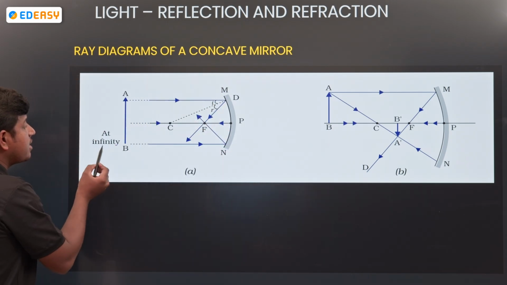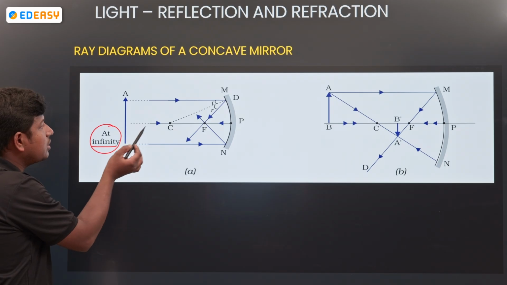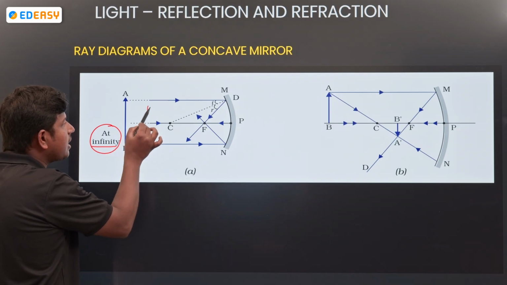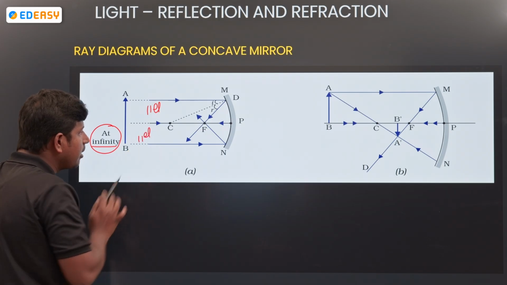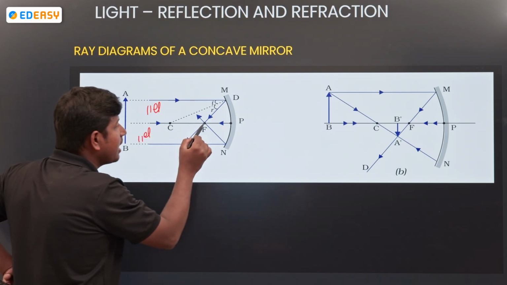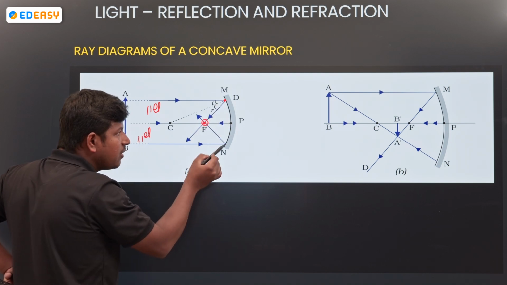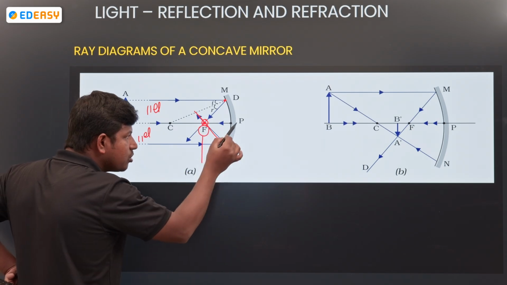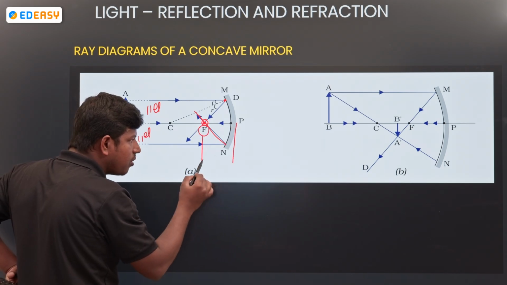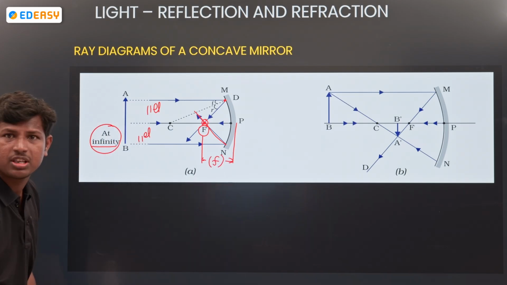Look at here. Where is the object? At infinity. How are the light rays? Parallel. If the light rays are parallel, where do they strike? After striking the surface, they will meet at one point. That point we call focus. The distance from the pole to the focus we call the focal length, which is represented by the small letter f.